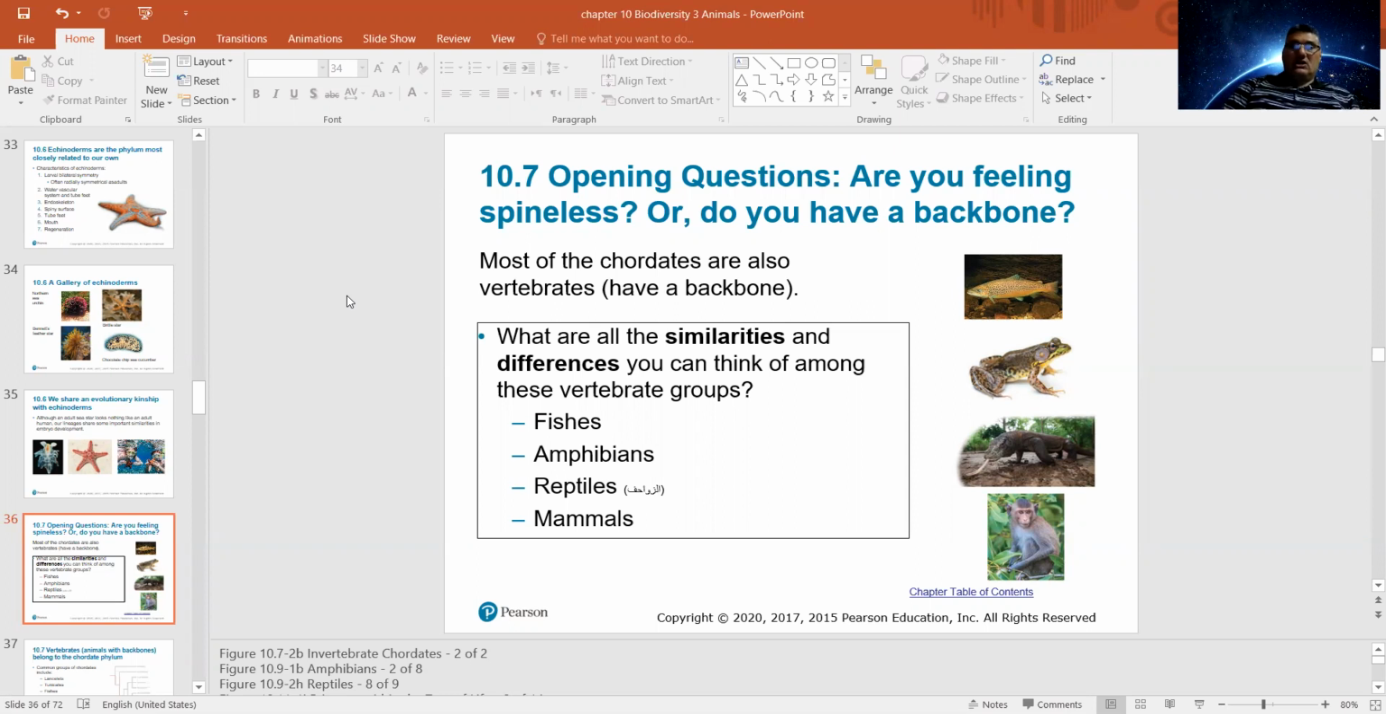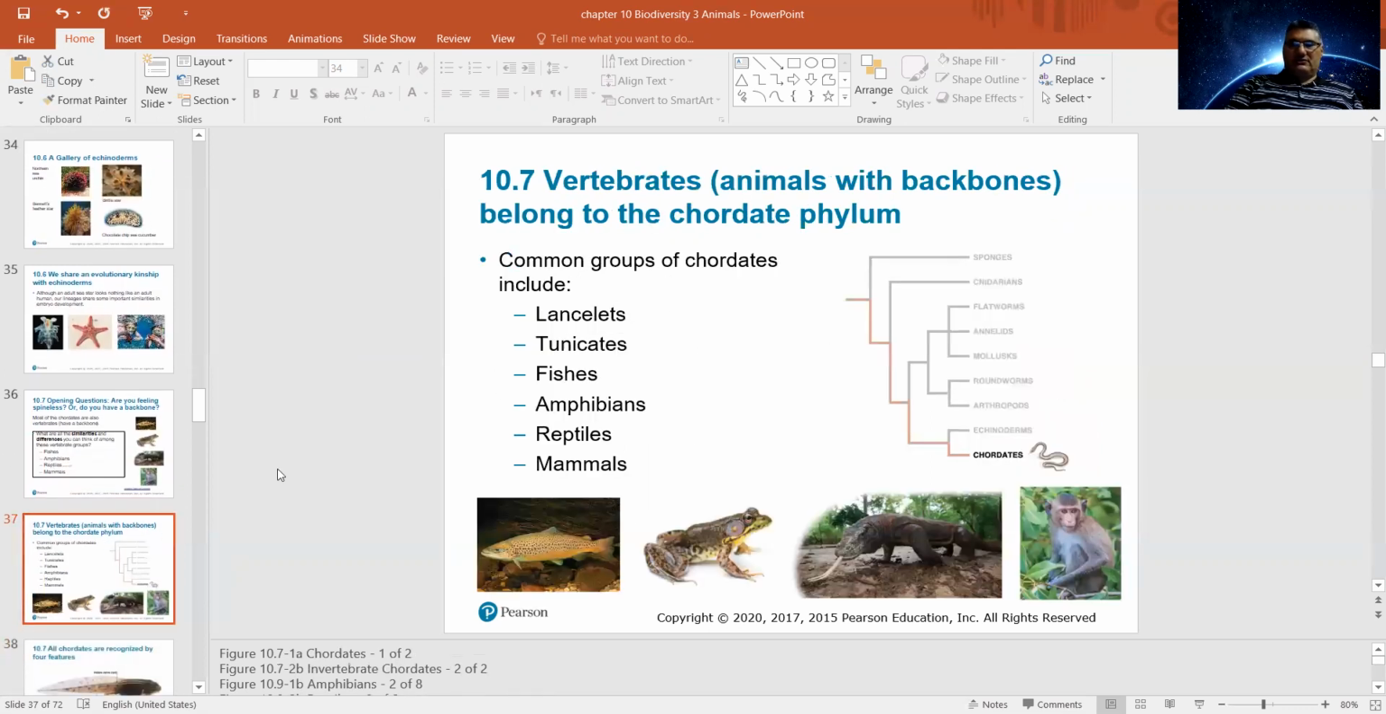Cord means a film, a nervous system that looks like a film. This is called chordates. The vast majority have vertebrae, like our vertebral column, which we call the backbone. So most of the chordates are vertebrates, not all of them, not 100%. Fishes, amphibians, reptiles, mammals, all of these are different types of vertebrates, which is the vast majority of the chordates.